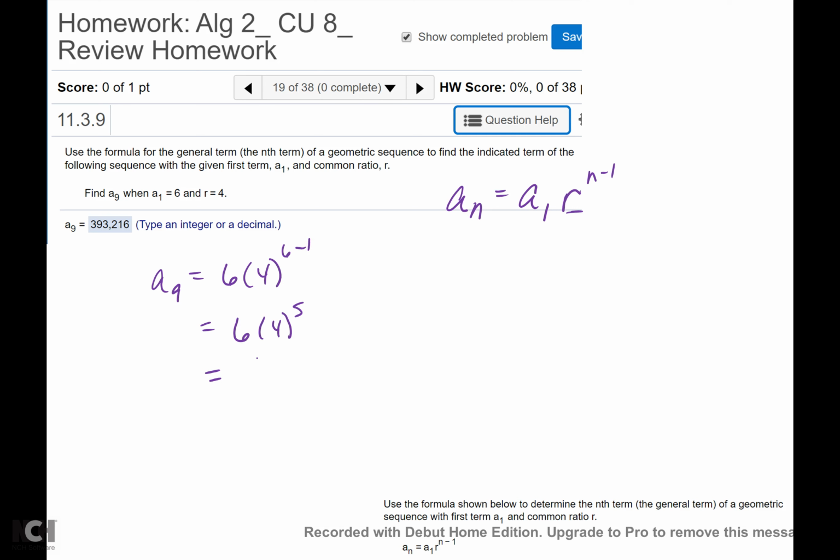nothing with the 9th term. Why am I getting the 6? So that'd be 9 minus 1, which is 8. So 4 caret 8, enter, times 6, and you get, there you go, 393,216.